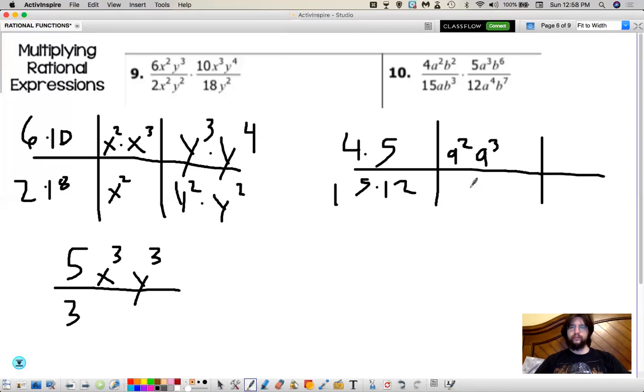A's. B's. All right, this is only for monomials. If you got some plus signs going on, don't try and do this.